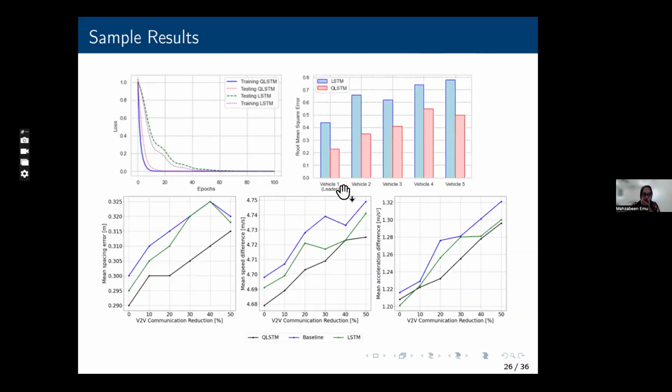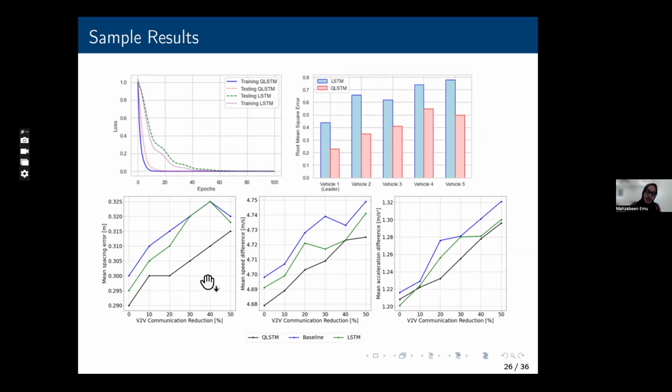For the results, we can see that the QLSTM is able to learn faster than the classical LSTM technique. If we look at the performance of the vehicle, we can see that the QLSTM outperforms classical LSTM. However, regardless of LSTM or QLSTM, with the growing number of vehicles, the error level increases because of cumulative error.